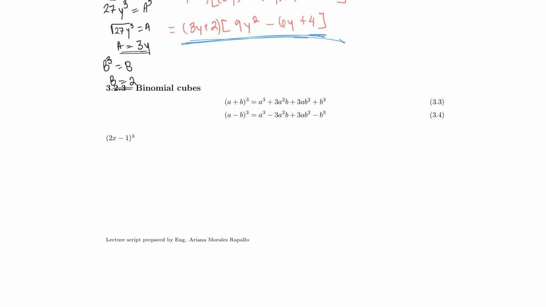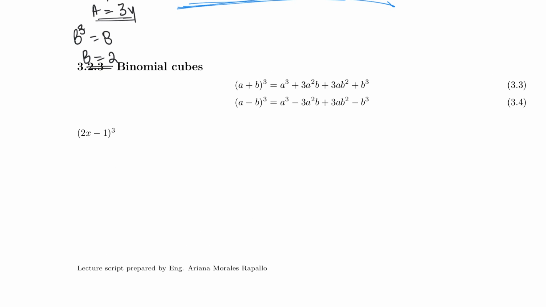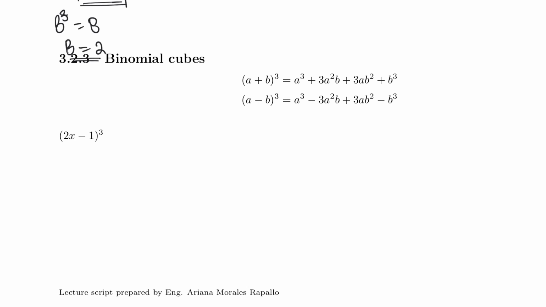And finally, let's introduce the binomial cubes. For this one, we have the binomial and the cube is affecting the entire parenthesis, as we can see right here. We have two cases, when we have the positive and when we have the negative. When we have the positive, the entire expansion has positive in every single term. And when we have the negative, we start alternating, starting with positive: positive, negative, positive, negative.